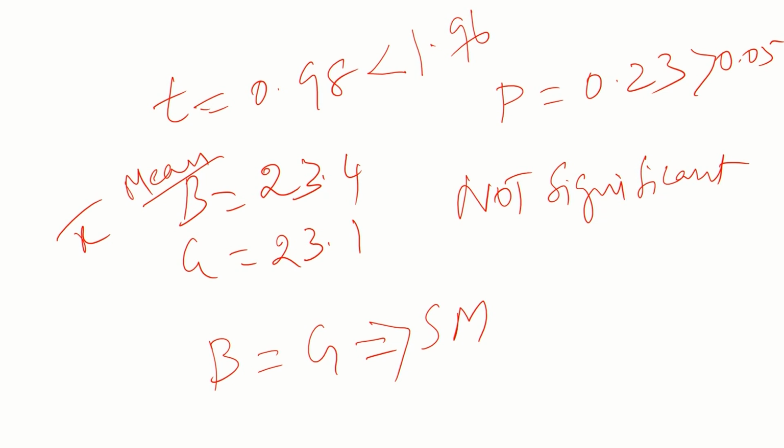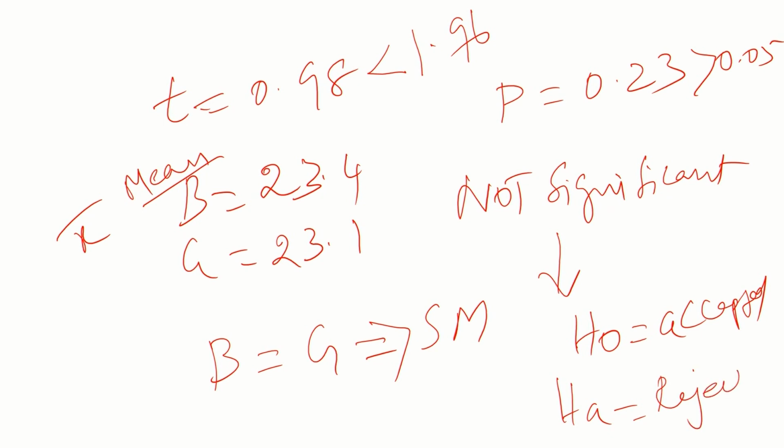These are the methods by which you should test the hypothesis. Which hypothesis is accepted in the not significant case? As I already mentioned, the null hypothesis is accepted. The alternative, HA, is rejected. This is the final conclusion.